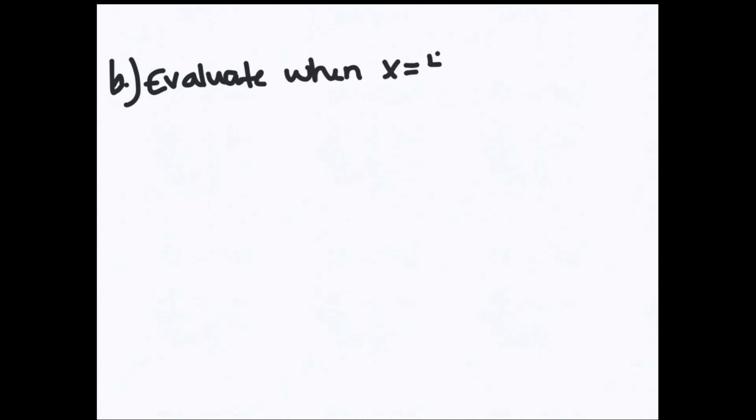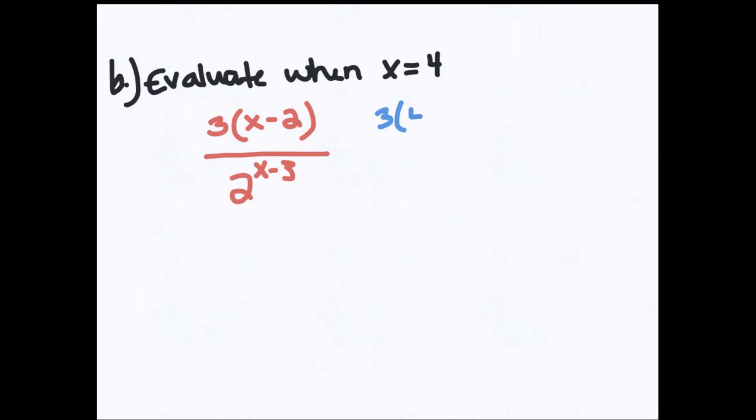Here is our last, or second to last example, sorry. Example 6, we are going to evaluate when we have one variable, x equals 4. So our expression is 3 times the group x minus 2 divided by 2 raised to the power of x minus 3. What? This is just wow. We got this. We're going to plug 4 in for wherever we see the variable x. So we have 3 times the group 4 minus 2 divided by 2 raised to the power of 4 minus 3.